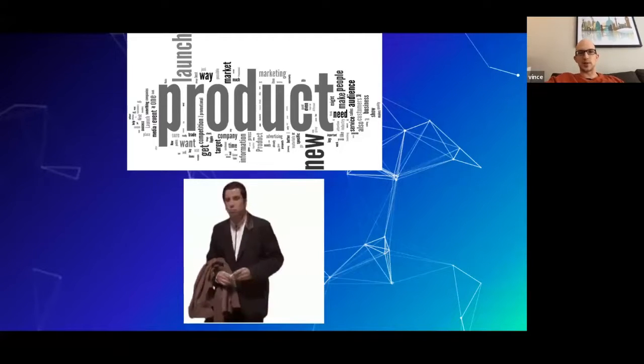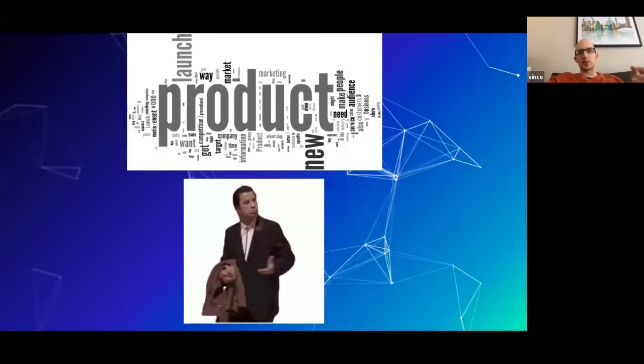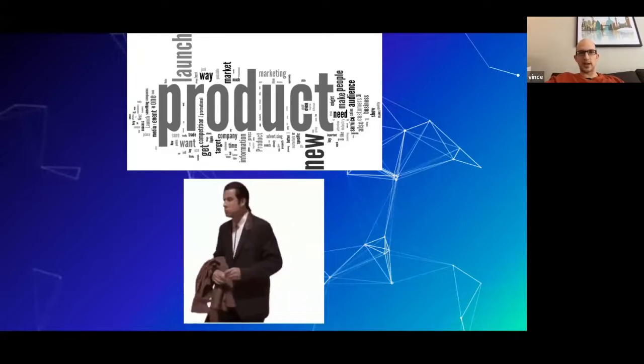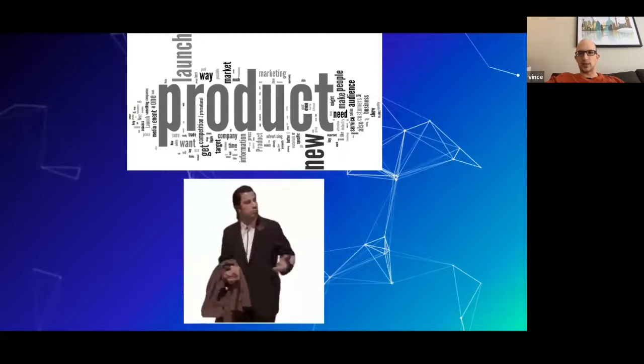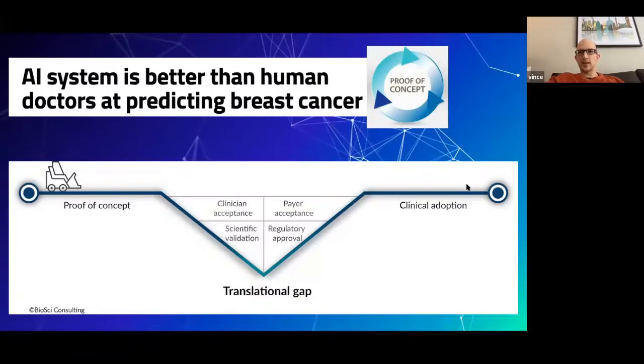And why is this? That was basically the main problem that both David and I identified. And for the next slide, please, we have this gap. What we see and what you hear about are all proofs of concept. Just when I made this, I found again this from January: AI system is better than human doctors at predicting breast cancer.